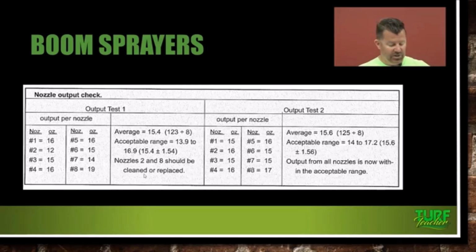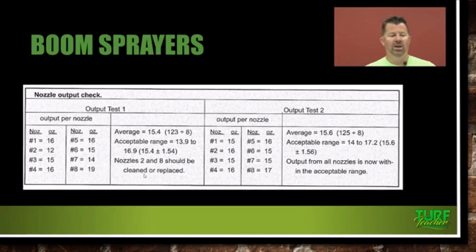Look at output test number 2. We come up with an average of 15.6. It gives us 125 ounces this time. Divide by the number of nozzles, 8. The acceptable range is 14 to 17.2, because we have 15.6, we move the decimal, subtract the 1.56 from the 15.6, and then add it to it. That gives us the range from 14 to 17.2. Output from all nozzles is now within the acceptable range.